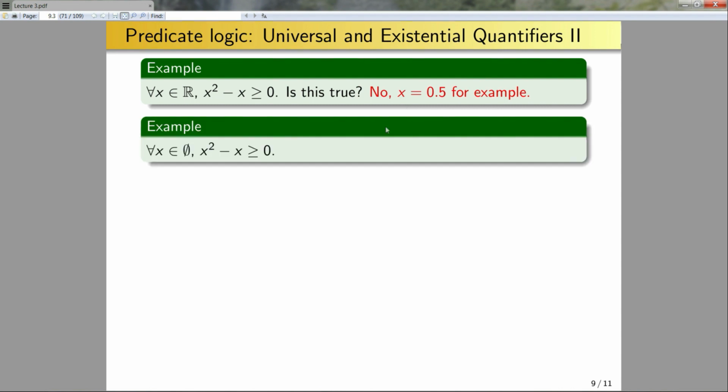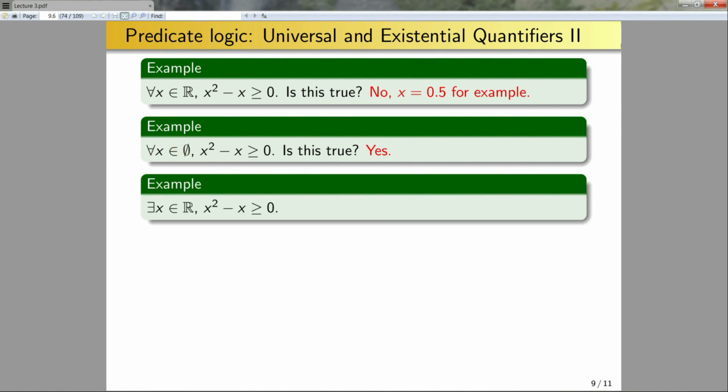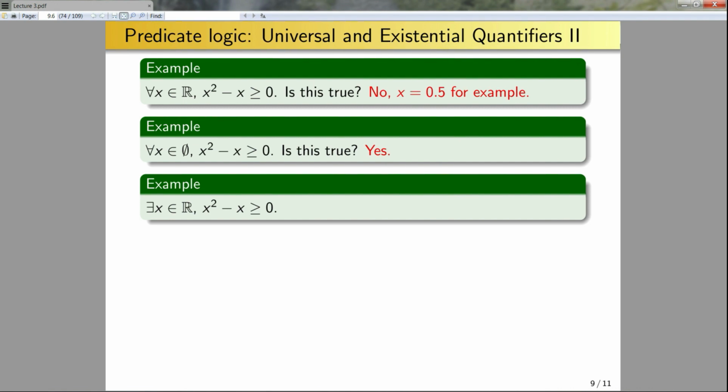Another one, there exists an x in the null set such that x squared minus x is greater than or equal to 0. Here, I'm jumping ahead a little bit, but the null set is the set that contains no elements. So there is no x in the null set. Is this statement true? Well, the hypothesis of the implication is false, so this will be trivially true. How about this one? There exists an x in R such that x squared minus x is greater than or equal to 0. Is this true? Well, yeah, there are lots of values of x, so x equal to 0 would be one example.